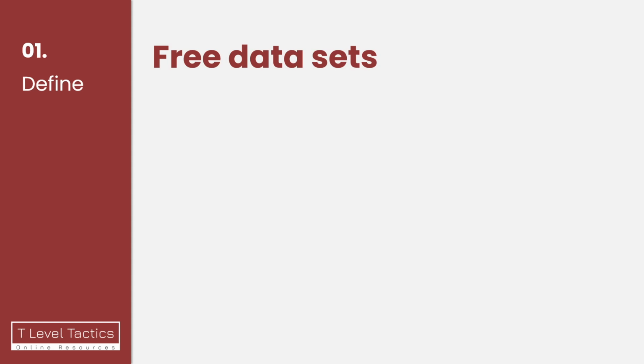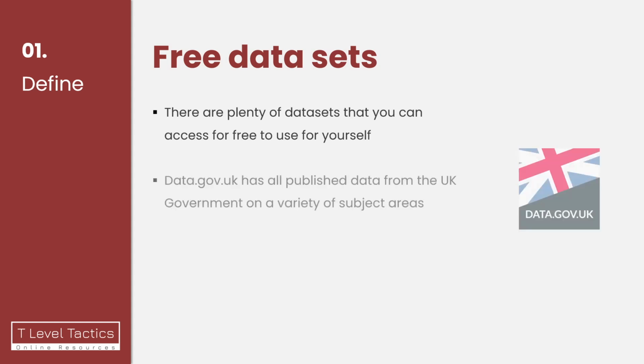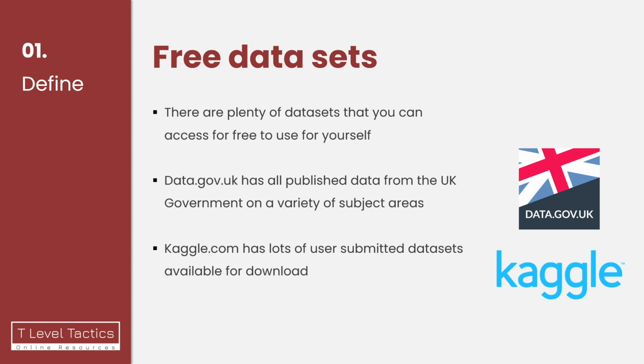And there are plenty of datasets that you can access for free to use for yourself. I've mentioned data.gov.uk already, and that has all published data from the UK government on a variety of different subject areas. And there's also Kaggle.com, which has lots of user-submitted datasets available for download, some of them based on very real things they've been able to use APIs and crawl the internet for to compile data, and some are fictional that people have made up to be used as examples. All the datasets shown so far have been obtained from Kaggle. Very useful.